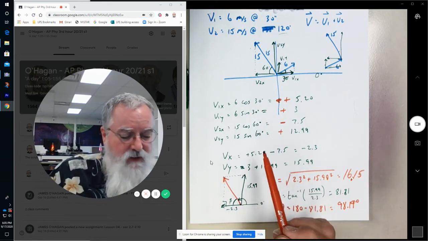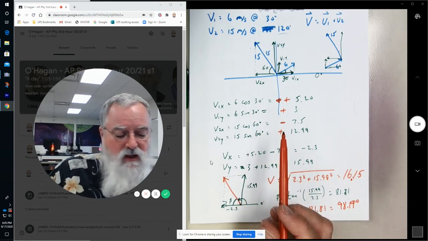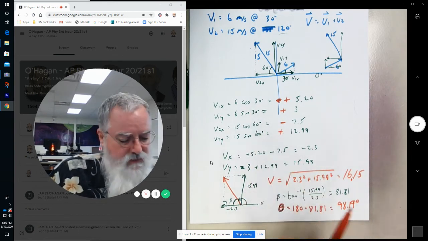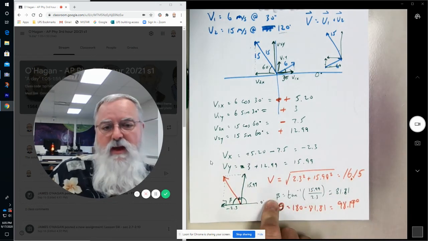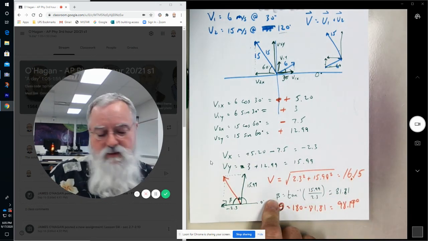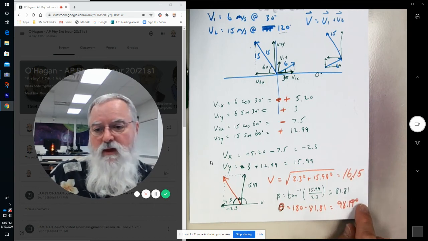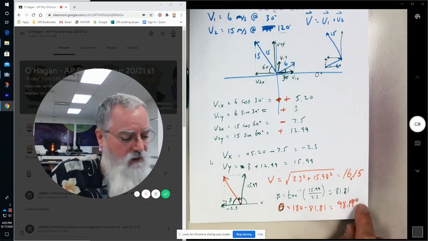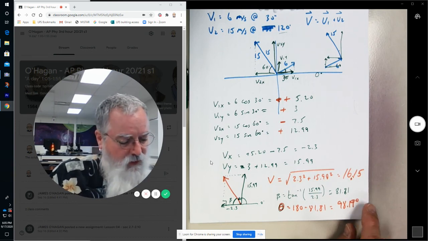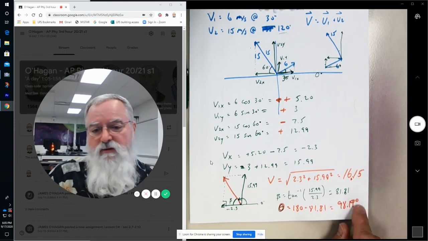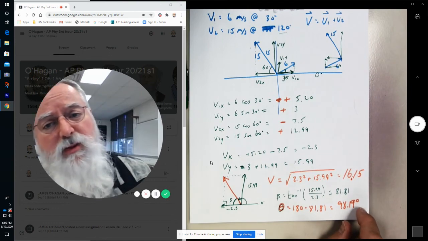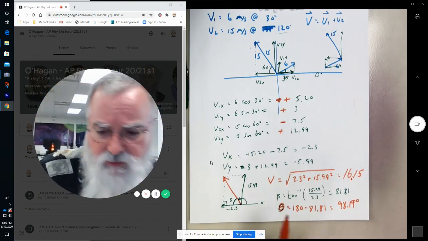Okay, that's how you add up vectors that are not at right angles. You got to find the xy parts. Once you find the xy parts, find the total in the x, total in the y. That's down here. And then you're back to adding up vectors that are at right angles. Okay, these are much better answers than you could have gotten with a ruler and a protractor. Okay, but the ideas are still the same. We're just using trig because trig is our friend. Not as good of a friend as algebra, but trig is a pretty darn good friend.